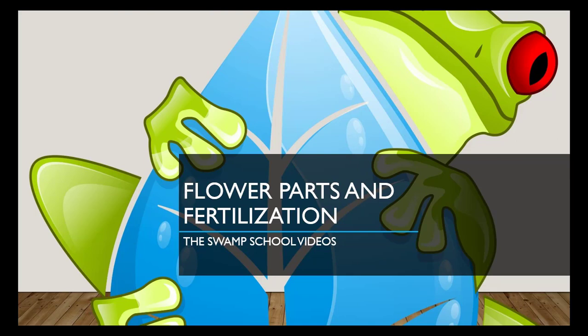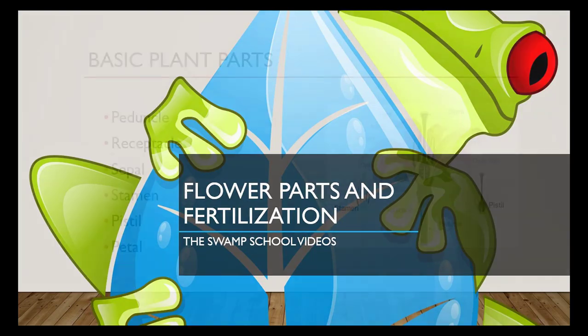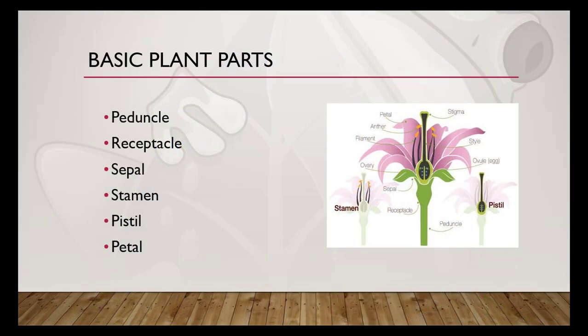At the Swamp School, some students take courses to learn about botany, or the study of plants. Today, we're just going to talk about flowers as opposed to other types of plants. We'll learn the different parts of a flower and how fertilization takes place in the flower. The parts of the flower are labeled in the picture.